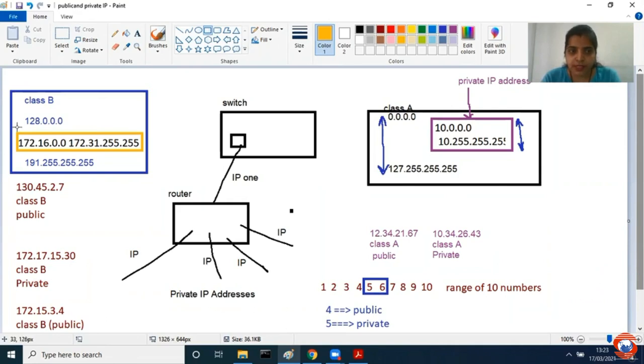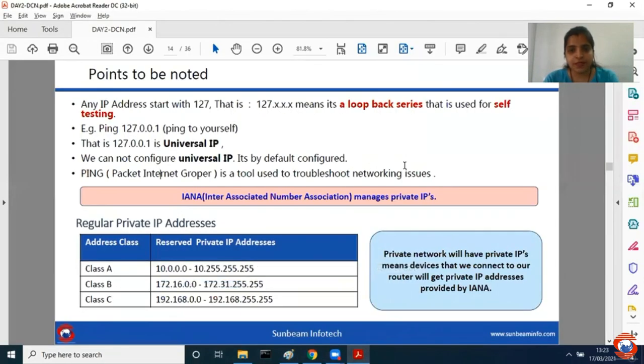So I've taken a very small example, this is the big example. This whole range is Class B. Out of it, the IANA decided that if the router wishes to give you an IP address, the router can give this IP address from this range to this range. Now everyone, have you understood?